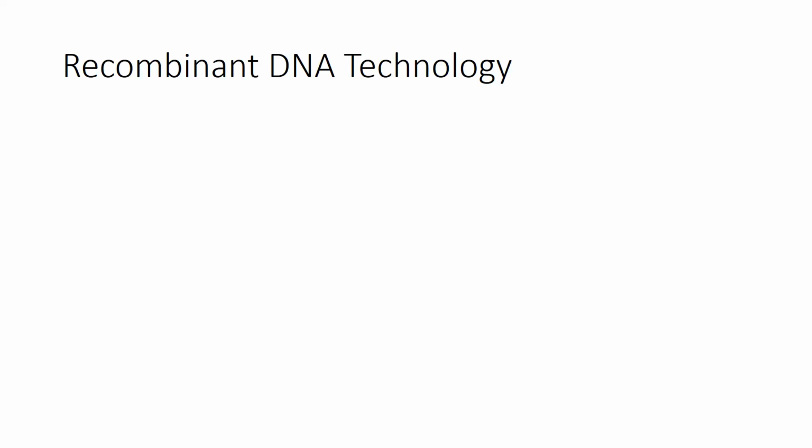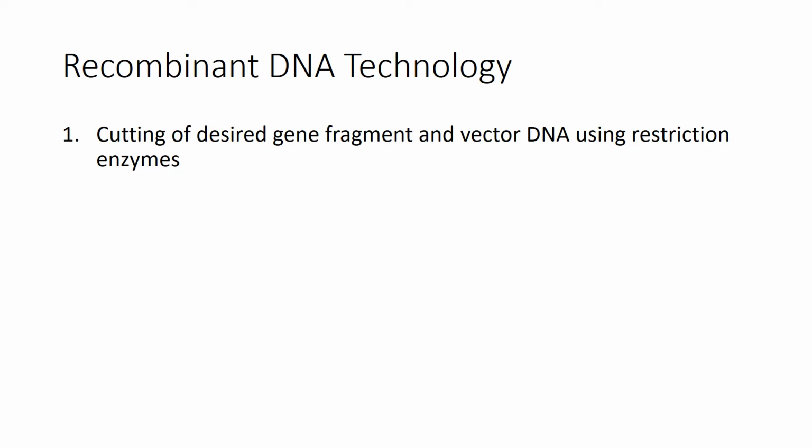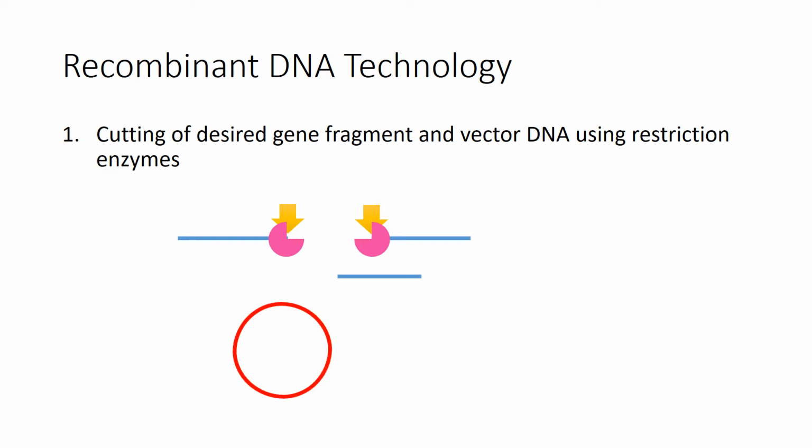So I'm going to discuss the very basic steps involved in recombinant DNA technology. So first, we want to cut out the desired gene. So we have our DNA strand, and these yellow arrows indicate the location of our desired gene on the strand. So we can use restriction enzymes to cut out our desired gene that we want to insert into our plasmid vector. So we need to cut that as well to make room for the foreign DNA fragment.